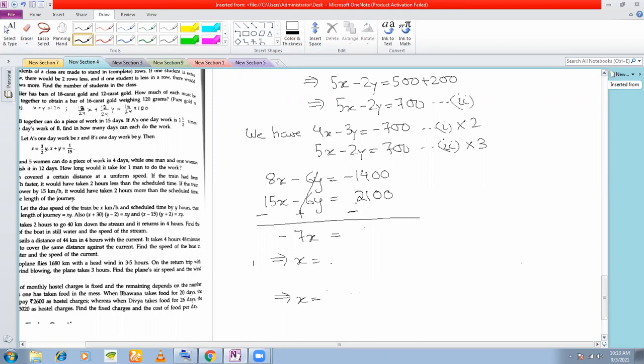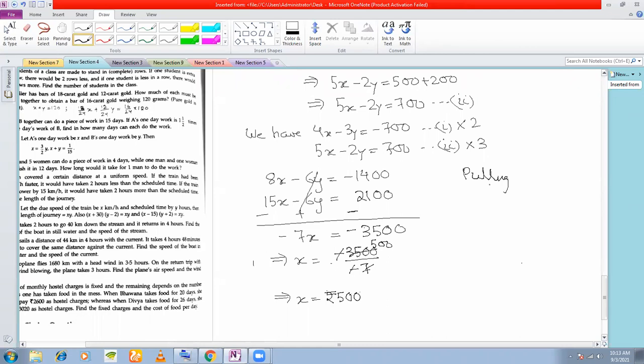Okay, so now if you subtract, you'll get minus 3,500. Right? So you get x is equal to minus 3500 divided by minus 7. This will cancel here. So you get 500. So you're getting x is equal to 500 rupees. So how much money did A have initially? He had 500 rupees. Now how to get the value of y? Put x is equal to 500.